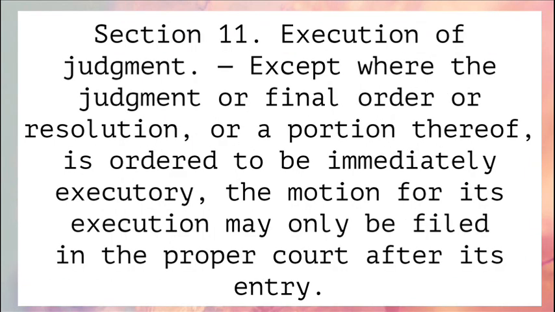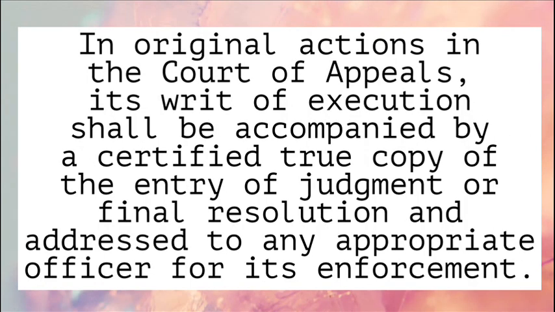Section 11. Execution of judgment. Except where the judgment or final order or resolution, or a portion thereof, is ordered to be immediately executory, the motion for its execution may only be filed in the proper court after its entry. In original actions in the Court of Appeals, its writ of execution shall be accompanied by a certified true copy of the entry of judgment or final resolution and addressed to any appropriate officer for its enforcement.